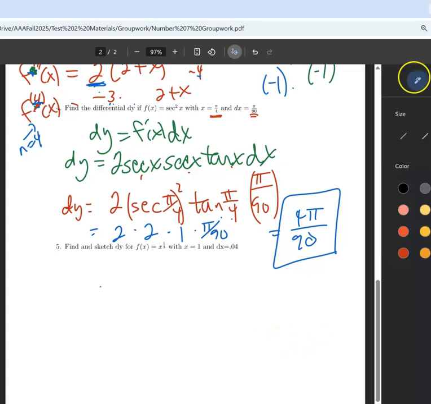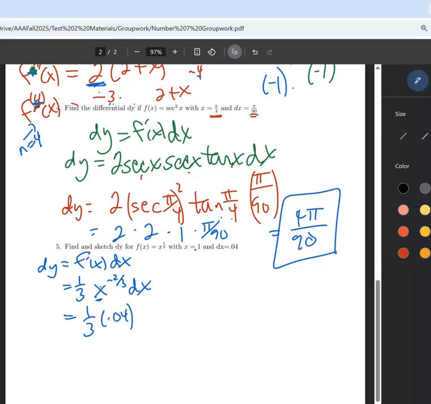So let's see, these two problems are from section 10. So dy, again, is the derivative times dx. If I take the derivative, I get 1/3 x to the negative 2/3 dx. So I plug in x equals 1 here, and dx is 0.04. Okay, there we go. That's the number that it is.